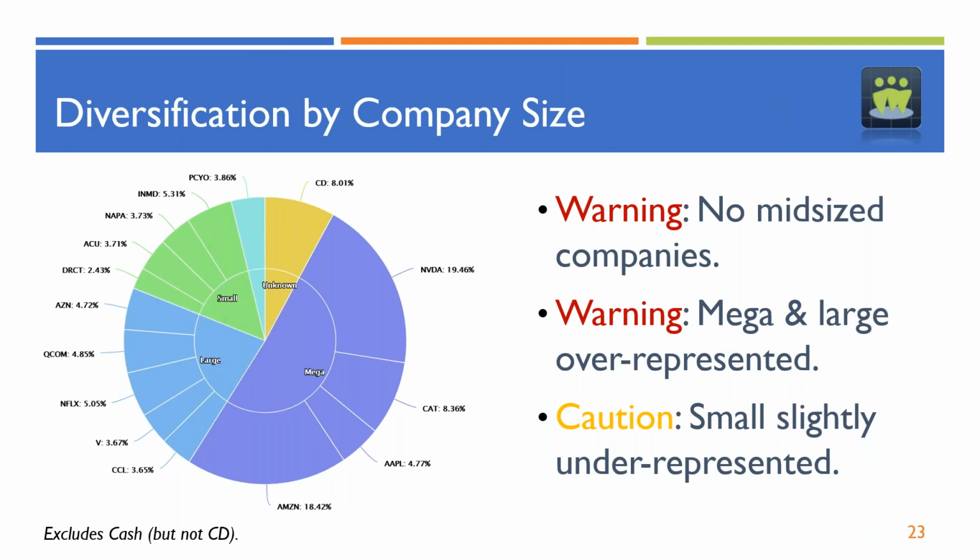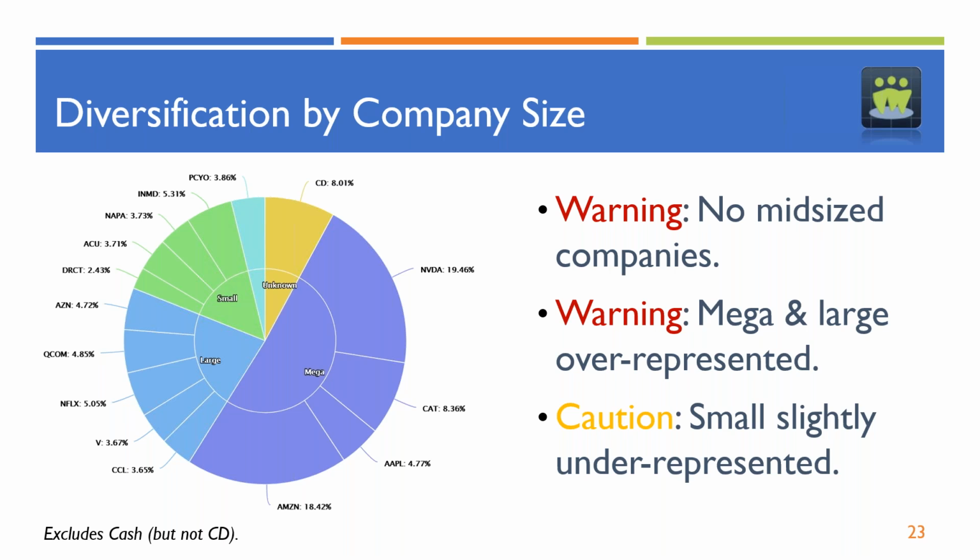By company size, there are no mid-sized companies in the portfolio at all. The purple is the mega, the blue is large, the darker blue is the large, small companies are in green, the micro company is in turquoise, and the CD isn't showing up as cash because it's listed as a security, and that is in gold there. So mega and large are definitely overrepresented.